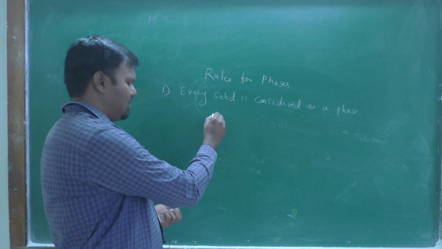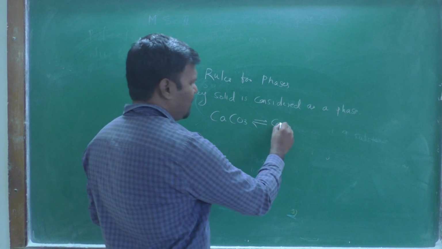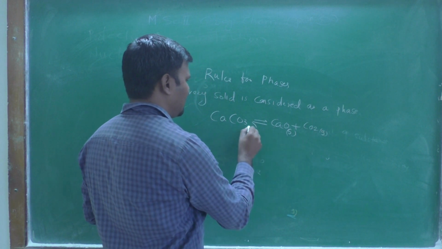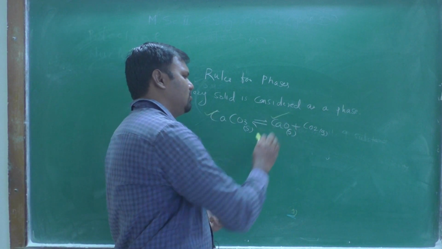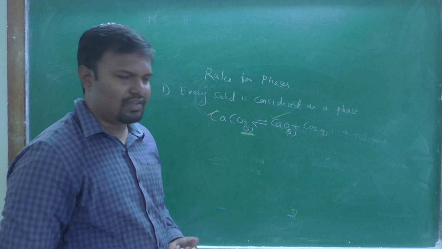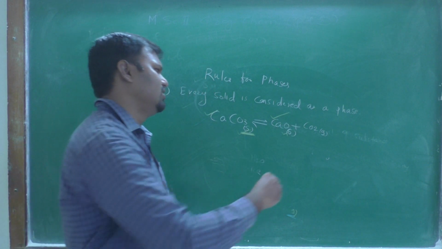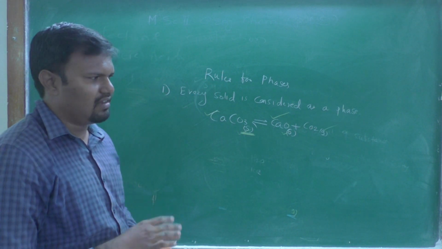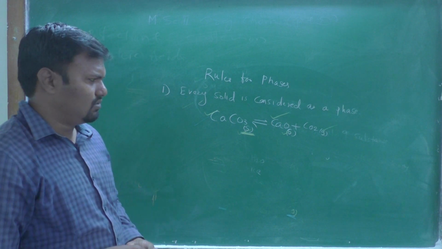For example, calcium carbonate decomposes into calcium oxide and CO2. It is gas, solid and solid. In this case, we have two solids, first solid and second solid. Therefore, we consider each solid as a separate phase, first phase and then second phase. You remember that. And the gas is the third phase. If different substances are there, each substance is considered as a phase.